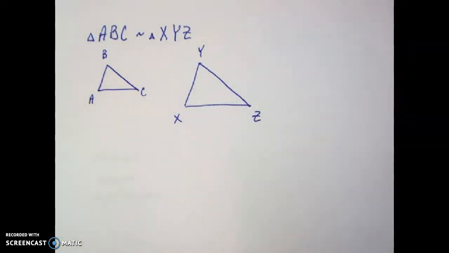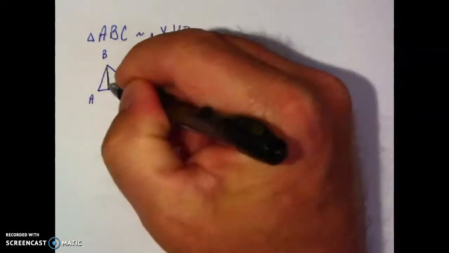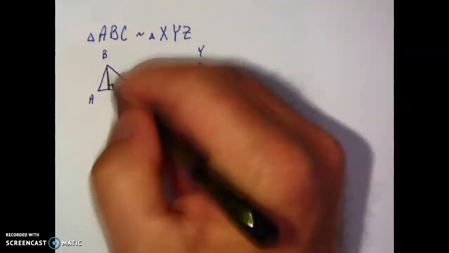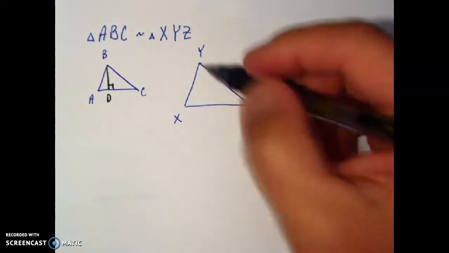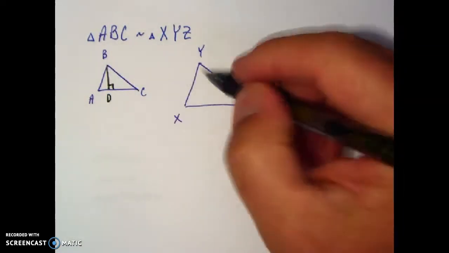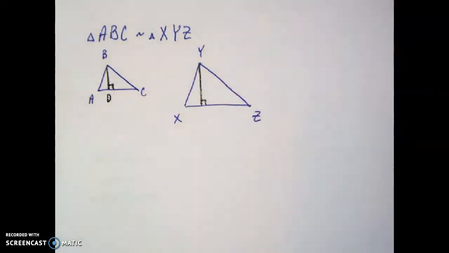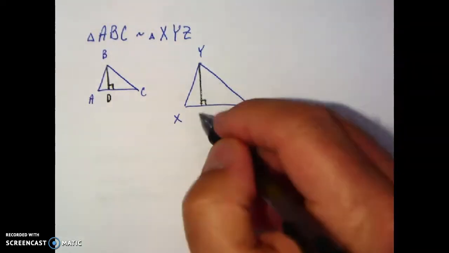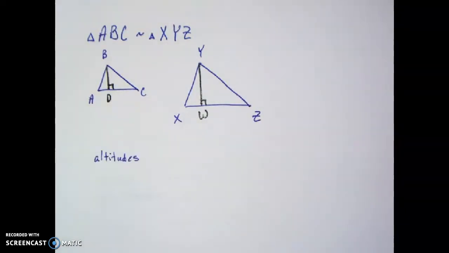Now, the other thing that we would also know, if I have altitude BD, remember an altitude is going from a vertex perpendicular to the opposite side. Well, B corresponds to Y, so the corresponding altitude would come from Y and be perpendicular to the opposite side. Let's say that's YW. Those corresponding altitudes would also be proportional.